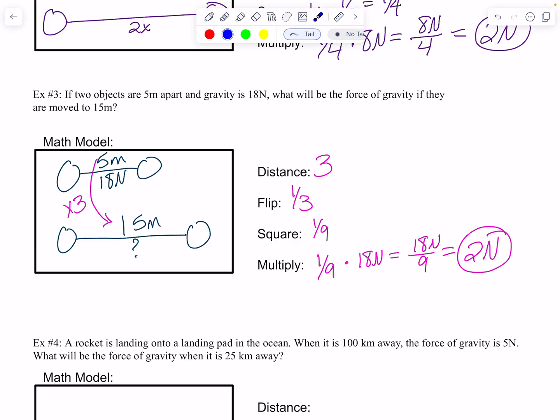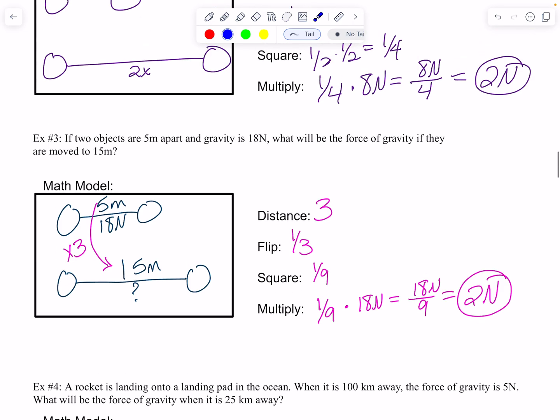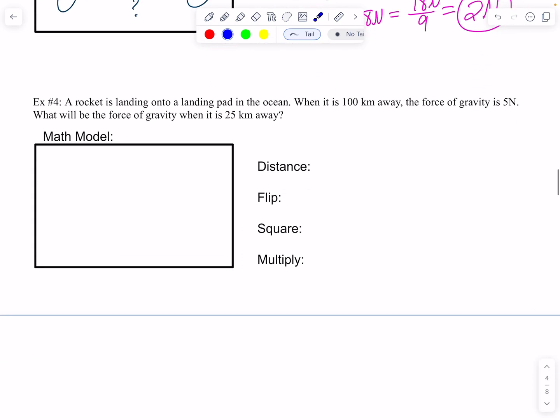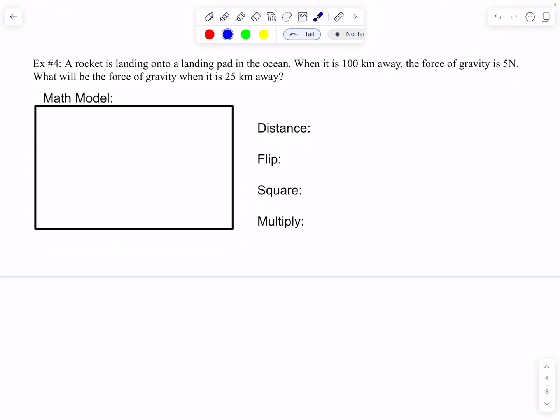Did it do what I expected? It got farther away, so it should be a lower number than 18, and 2 is a lot less than 18, so I can be pretty sure I have a correct answer. Huh, weird. They both equal 2n. It's not always going to happen that way. All right, so let's try your last example.